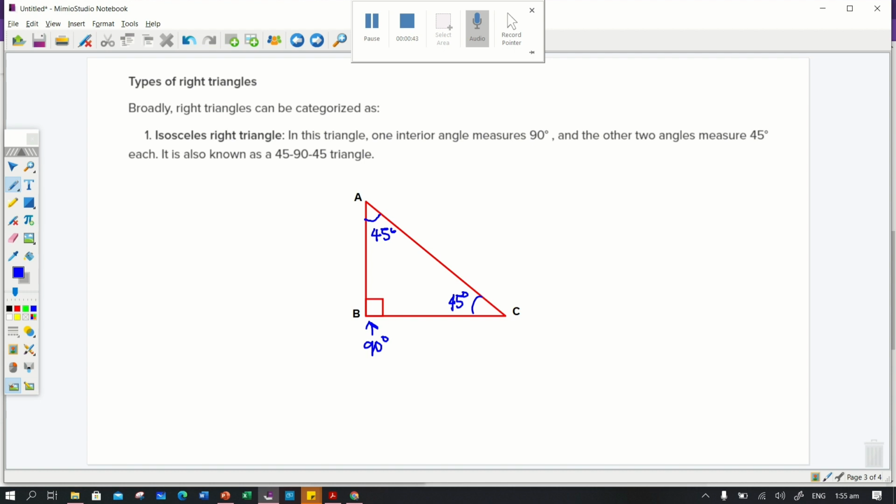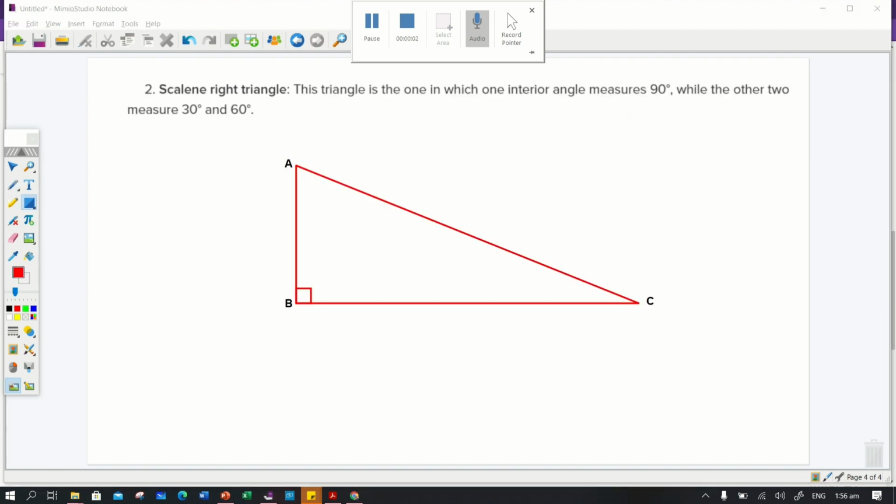Take note also, in this triangle, side AB is equal to side BC, because there is a property that states that the sides opposite to equal angles are equal.